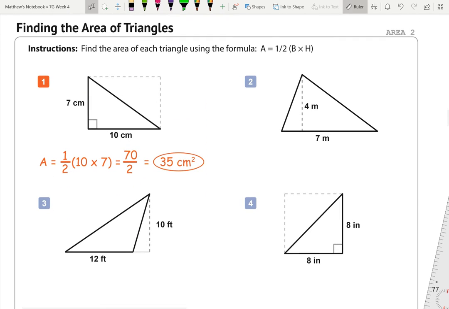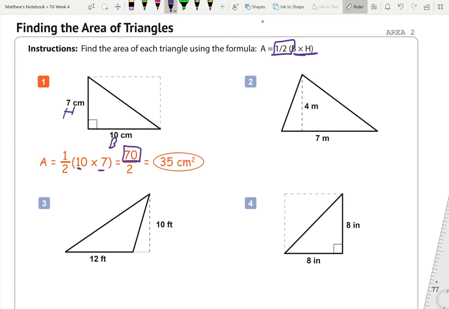And now you're doing finding the area of a triangle. So now it's going to be base times the height. So half times the base times the height. So I like to start off by just calculating what the base times height would be. So I do base times the height. All right, in this case, it's going to be 10 times 7 gives us 70.